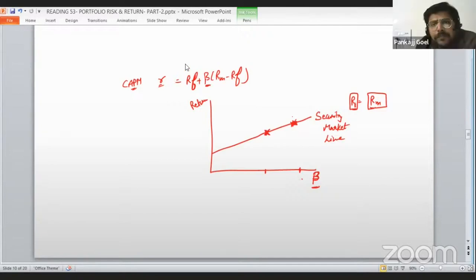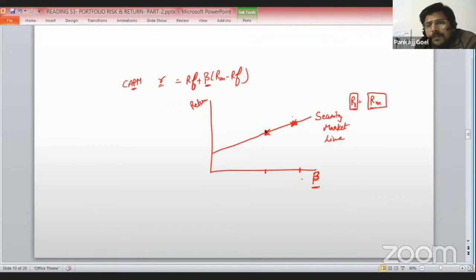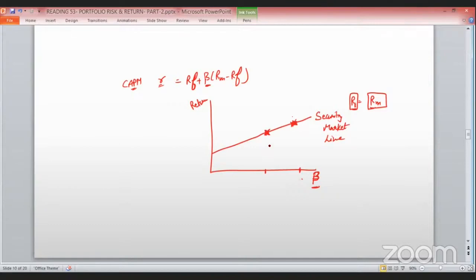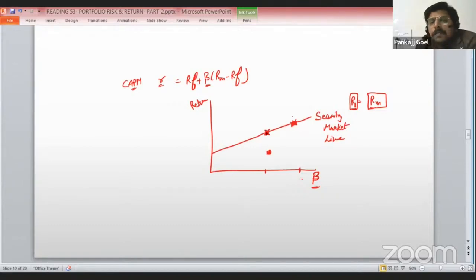Now, for example, if the expected return is this, and the actual return is this. So, it means this security is overvalued. My expected return is this, but this is the actual return. It means the security was overvalued. That is why the return was less.